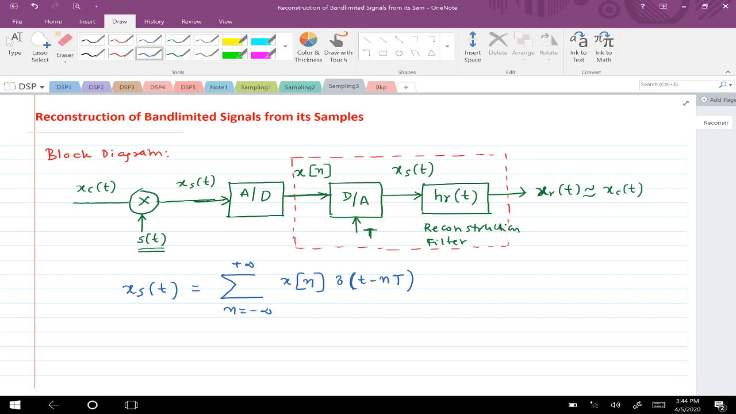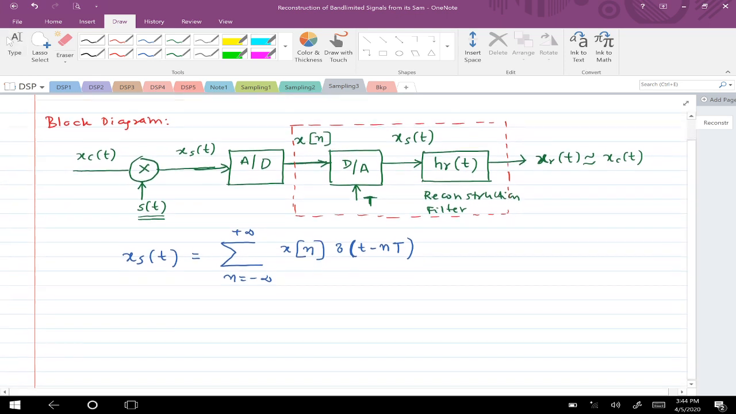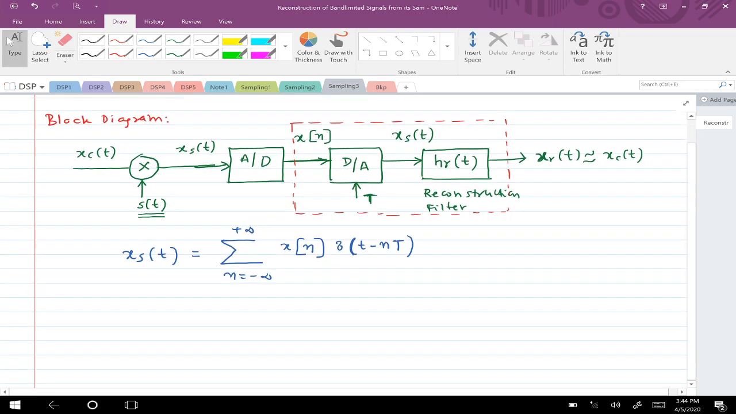Now you know xs of t. What you would like to get now is xr of t. How do you get that? Again, let me remind you of the property that we have for an LTI system and what it means by impulse response.